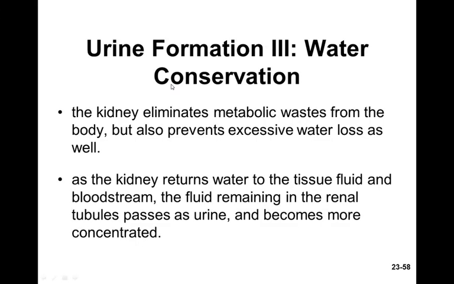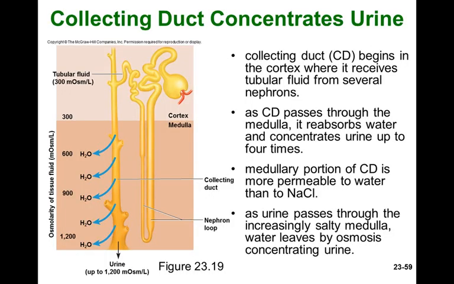Okay, this is Chapter 23, Lecture Video D, and we are going to finish up urine formation by water conservation. Obviously, the kidney eliminates metabolic waste, but it also has to prevent the body from becoming dehydrated. As the kidney returns water to the body, the fluid remaining in the renal tubes is passed as urine, and that does have to become more concentrated.